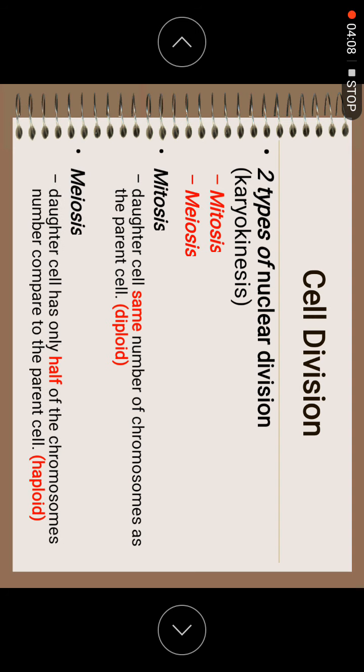Another one is meiosis. As I said, this is only for the gametes, which are the sperms and the ovum. If the cell undergoes nuclear division using the meiosis process, the daughter cell will have half of the chromosomes. The daughter cell will only have half of the chromosomes, and we use the word haploid, H for half, haploid. So it is easy to remember: haploid, half of the chromosomes.